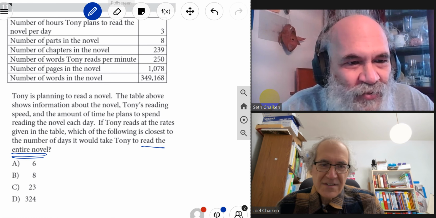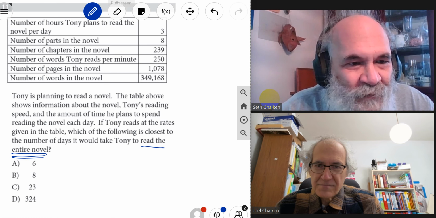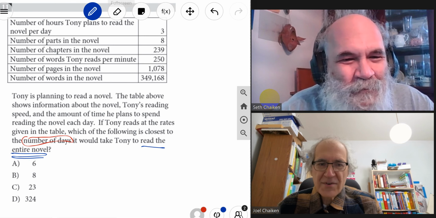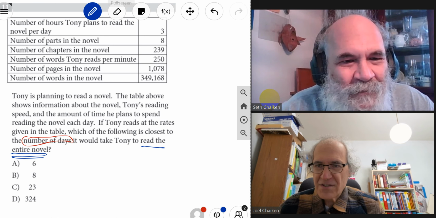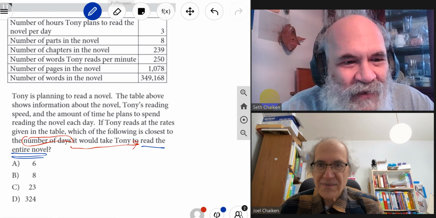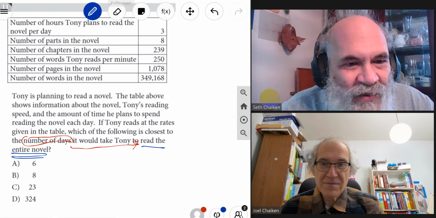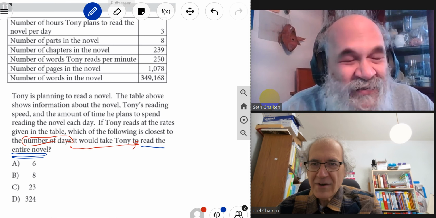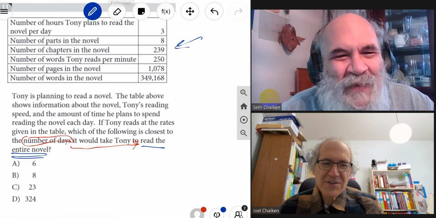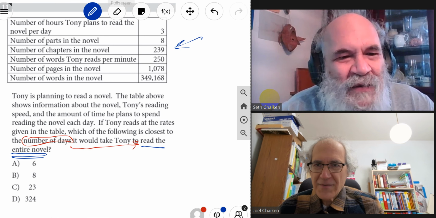Now we have to also notice that it's asking for the number of days. The units are very important, right? I haven't seen this question before, so I need a second to digest it. Number of hours Tony plans to read the novel each day. It says which is the closest to the number of days. I know, I'm starting to digest the table.